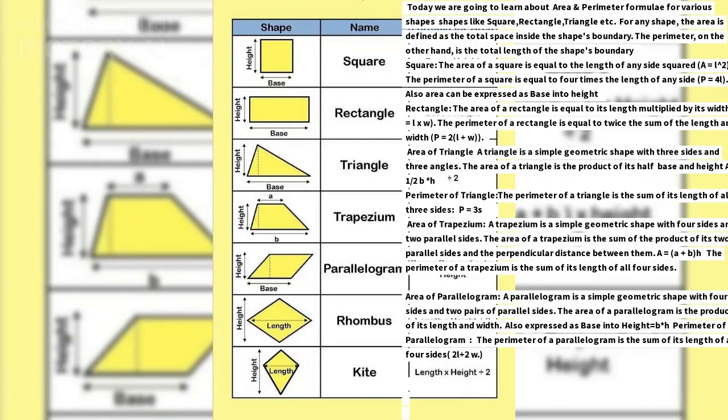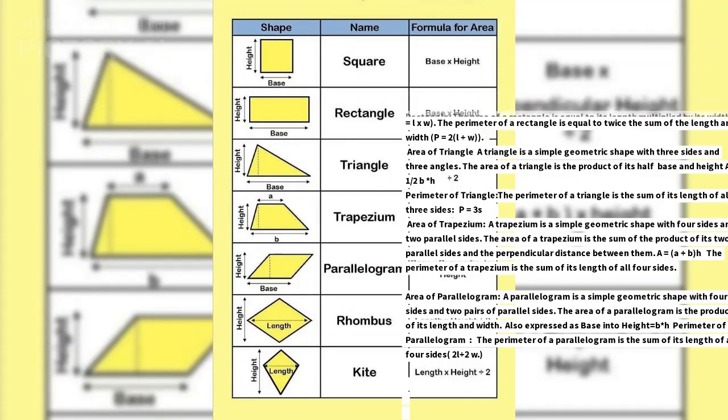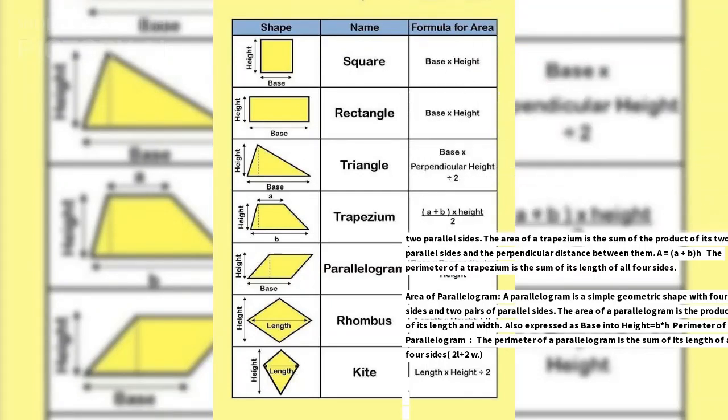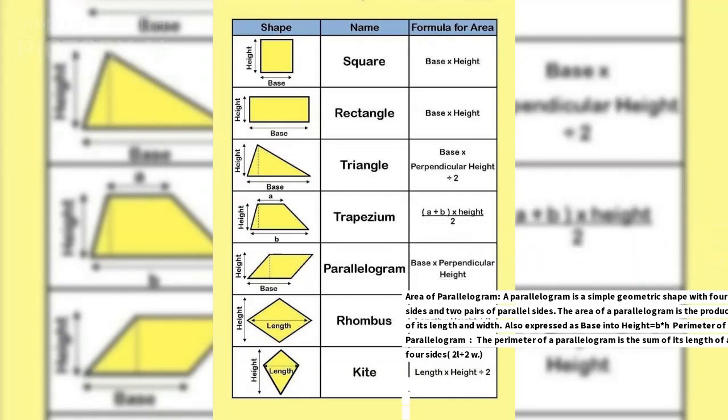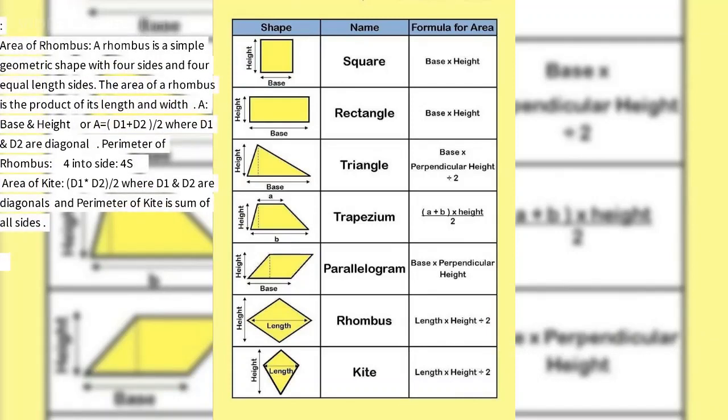Area of parallelogram. A parallelogram is a simple geometric shape with 4 sides and 2 pairs of parallel sides. The area of a parallelogram is the product of its length and width. Also expressed as base into height equals BH. Perimeter of parallelogram. The perimeter of a parallelogram is the sum of the lengths of all 4 sides, 2L plus 2W.